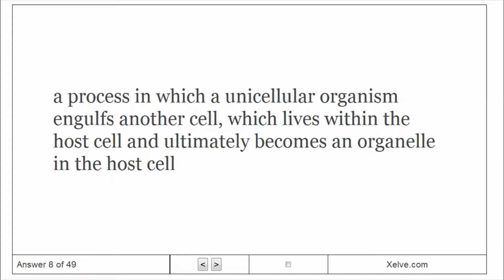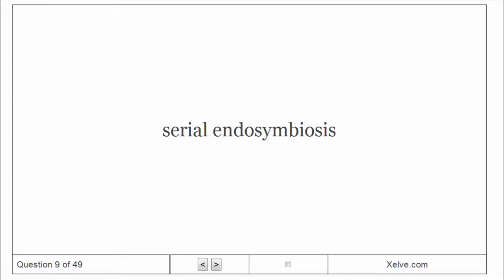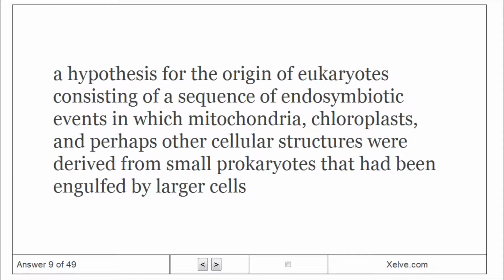Endosymbiosis. A process in which a unicellular organism engulfs another cell, which lives within the host cell and ultimately becomes an organelle in the host cell. Serial endosymbiosis. A hypothesis for the origin of eukaryotes consisting of a sequence of endosymbiotic events in which mitochondria, chloroplasts, and perhaps other cellular structures were derived from small prokaryotes that had been engulfed by larger cells.